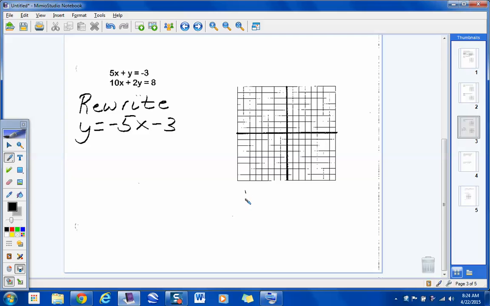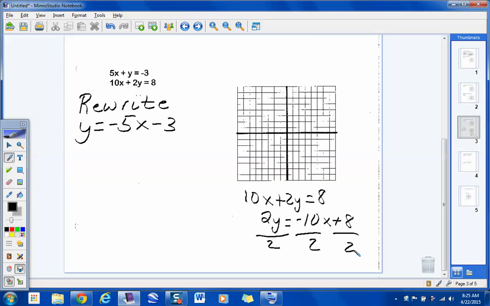So originally we had 10x plus 2y is equal to 8, right? Yep. So is the y positive? Yes. Move my 10x out, so we've got 2y equal to negative 10x plus 8. Okay, so now we got to divide everything by 2. All right, so in this one, when I divide everything by 2, we get y equals negative 5x plus 4.